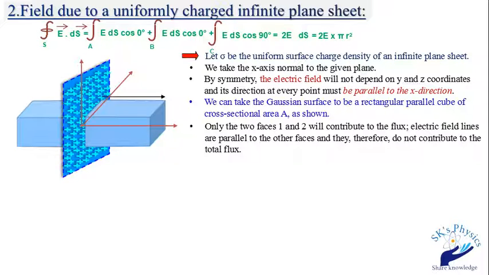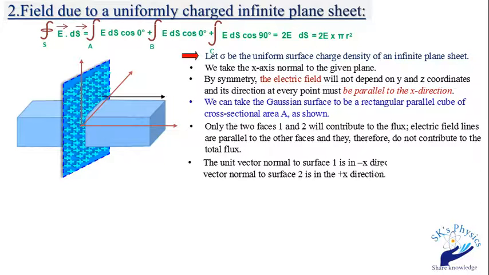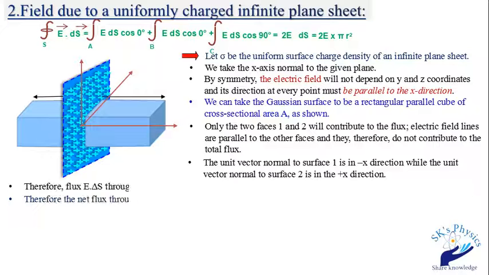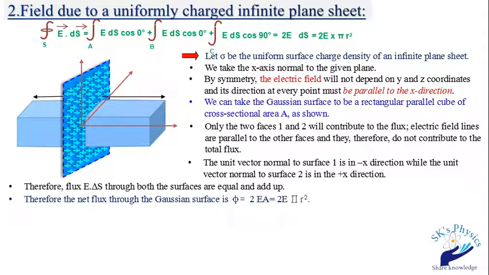Therefore, for two faces, 2 multiplied by E dS, therefore 2E into pi r square. The unit vector normal to the surface 1 is in minus x direction, while the unit vector on surface 2 is plus x direction. Therefore, flux E dot delta S through both the surfaces are equal and add up, so phi is equal to 2EA. Therefore, 2E into pi r square.